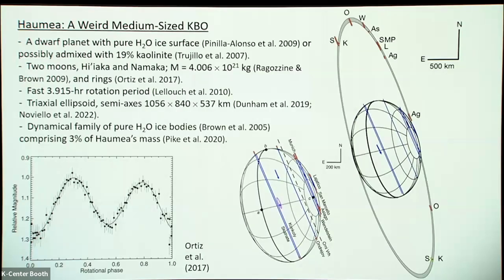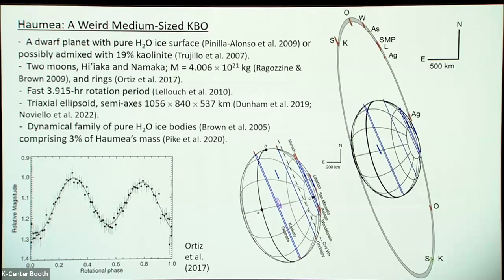We've heard a lot about it, and it's a really unique object with a pure water ice surface. Possibly there's a mixture of clay-like minerals, kaolinite in there, unclear. Has 2 moons, Hi'iaka and Namaka. And from that, we can derive a mass. More recently, it's been discovered it has a ring. And it's also a very fast rotating object, 3.9 hour rotation period. And it has this dynamical family. I will not call it a collisional family. There's a dynamical family of objects that are also pure water ice that orbit the sun in the same manner as Haumea and clearly are associated with it. And they're dynamically associated with it, and they have water ice compositions like Haumea. They're almost pure water ice.